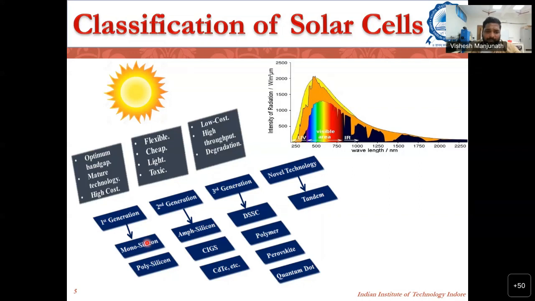Then, to reduce the cost, people started making polycrystalline silicon, in which you don't need so much energy and so much money to make polycrystalline silicon.